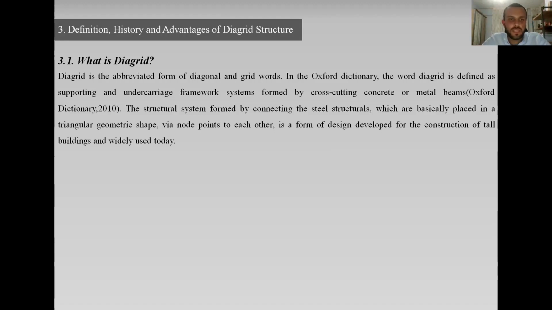What is a diagrid? Diagrid is a borrowed form of the words diagonal and grid. In the Oxford Dictionary, the word diagrid is defined as a supporting framework system formed by cross-connecting metal beams. The structural system formed by connecting steel members, which are basically placed in a triangular geometric shape and meet at points, is a form of design developed for the construction of tall buildings and widely used as diagrids.